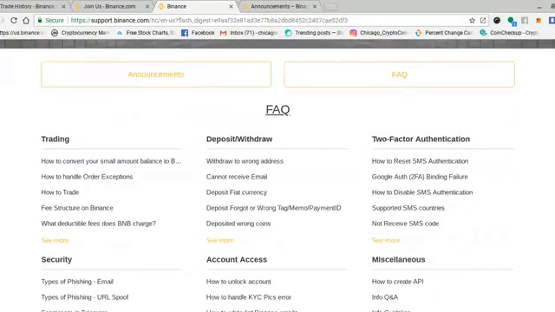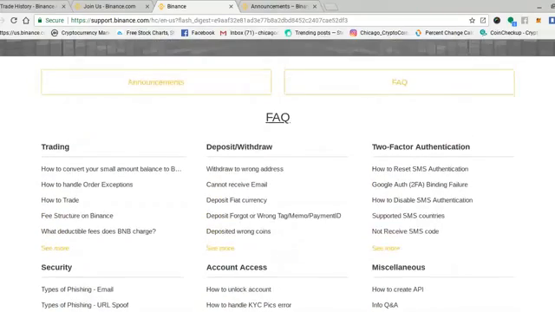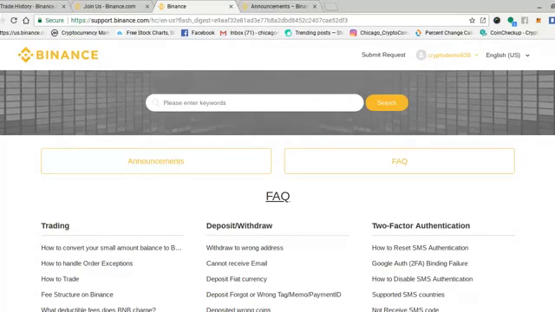These are the frequently asked questions that they have. You have such categories as trading, security, deposits and withdrawals, account access, two-factor authentication, and then miscellaneous questions. And the FAQ, the frequently asked questions, is actually very, very helpful.